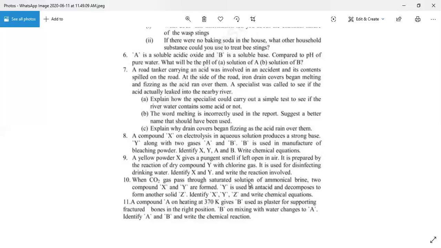Ma'am, in this last question, it's written write the chemical reaction. Do we write both the chemical reactions? Yes, both. Formation from gypsum to POP, and POP to gypsum formation again, because both are given. B, when mixing with water, changes to A. So write both the reactions.